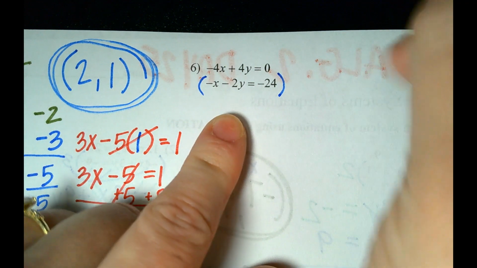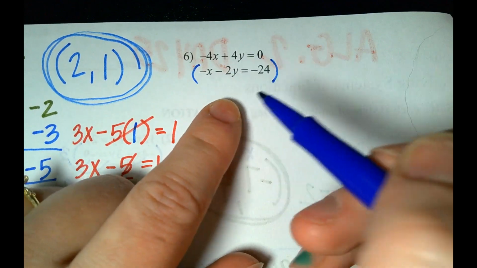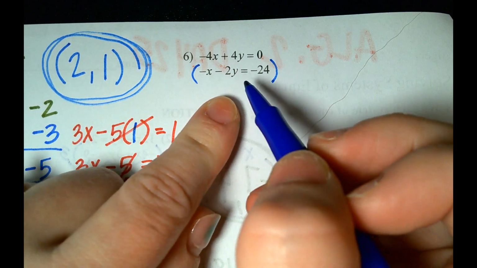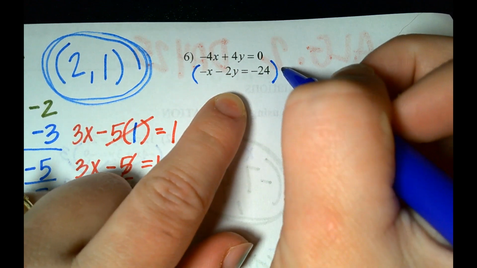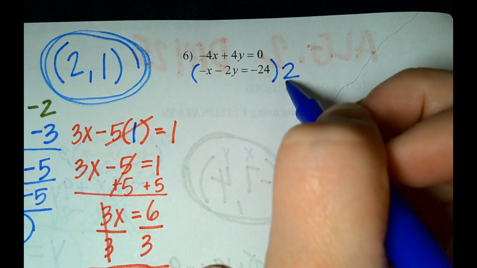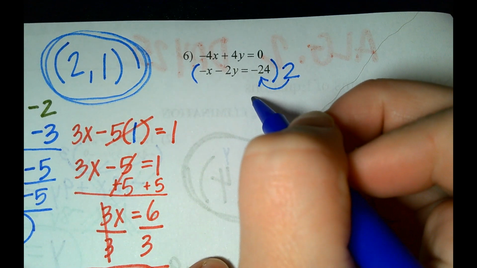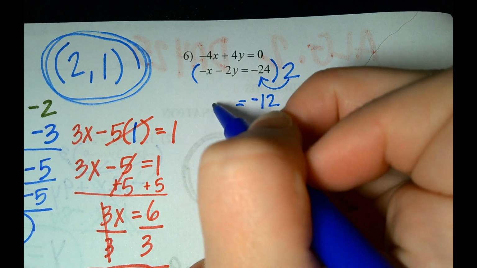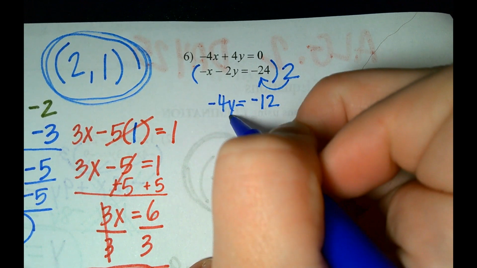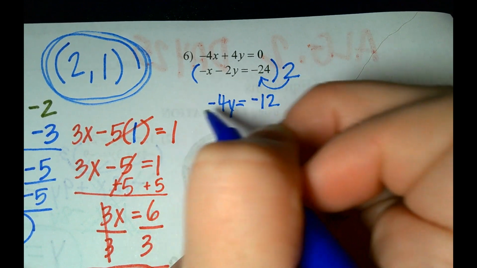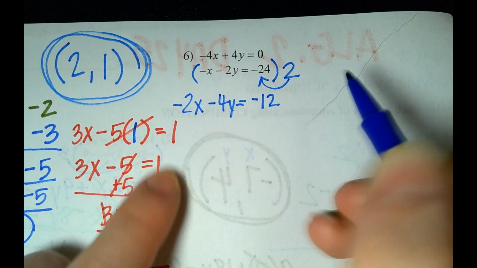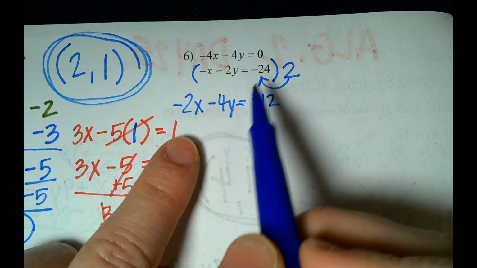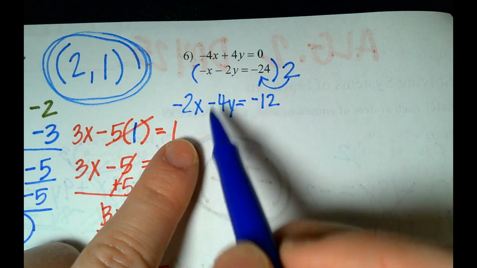I'm going to start showing you the first method that I saw that looked easiest, which was actually the y's, because I won't have to multiply by a negative here. If I multiplied everything by 2, that would give me negative 12. 2 times negative 2 is negative 4y. And then 2 times negative x would be negative 2x. Now I have plus 4y and minus 4y. And when I add these together, they would cancel.